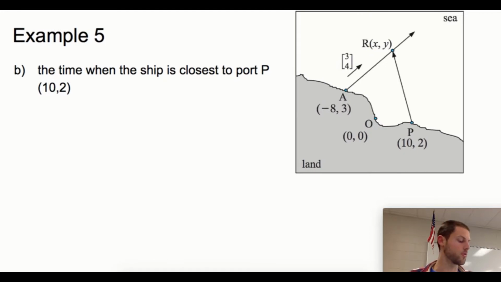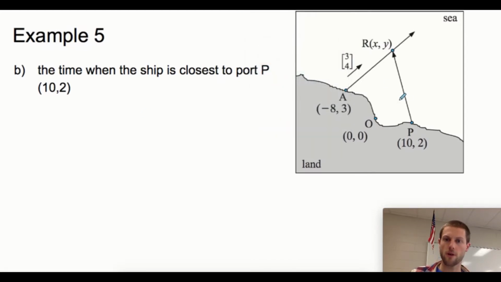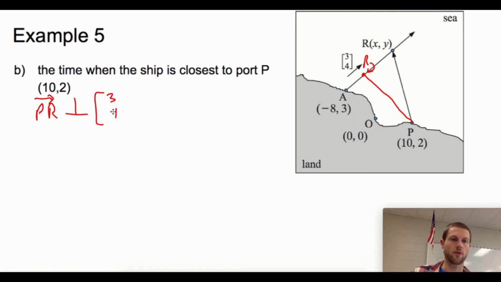So that was A. Let's do B. I want to find the time when the ship is closest to port P. So let's again think about this. I'm going to be closest when this line is perpendicular to this line. So I want to know when is R here. That's what I'm interested in. I want to know when the vector PR is perpendicular to the direction vector 3, 4.